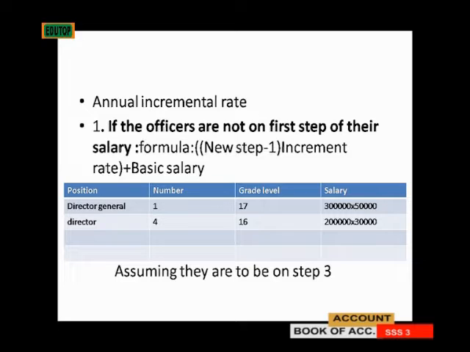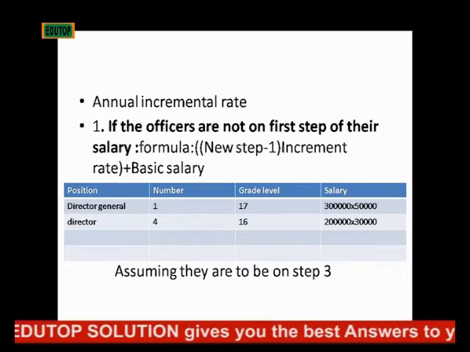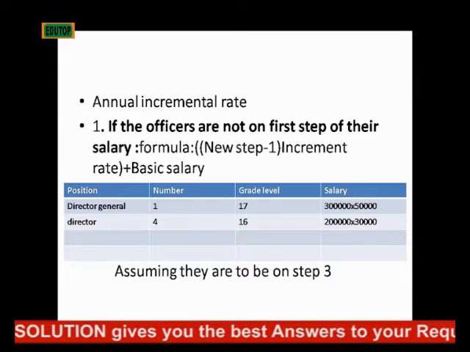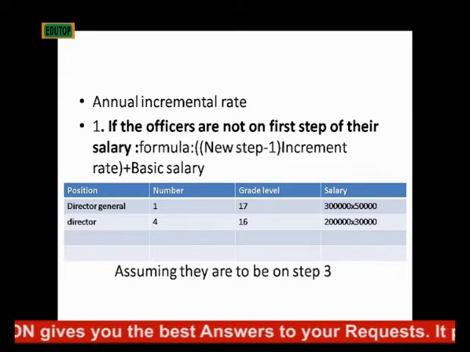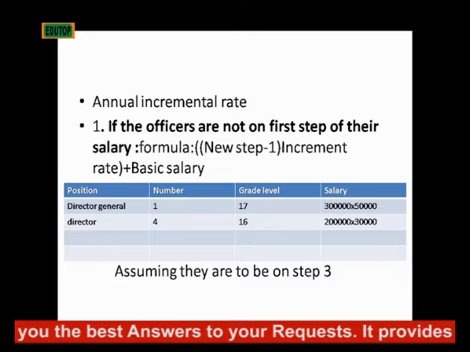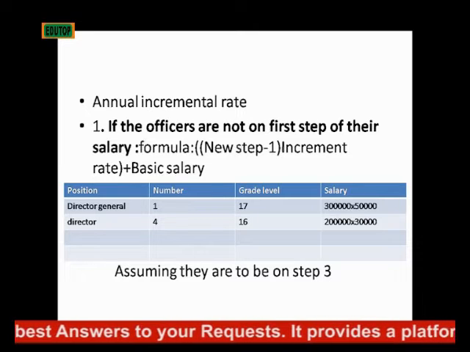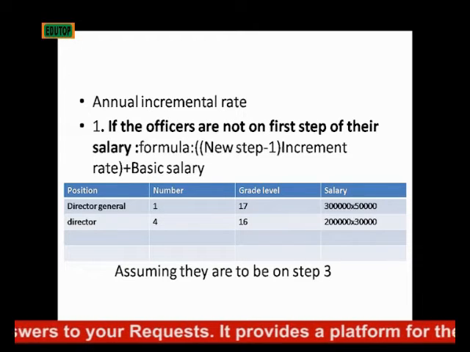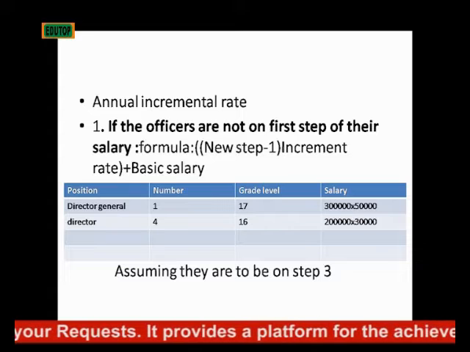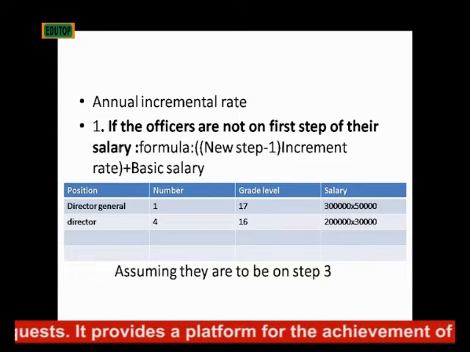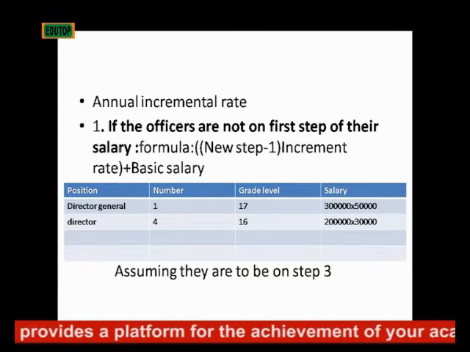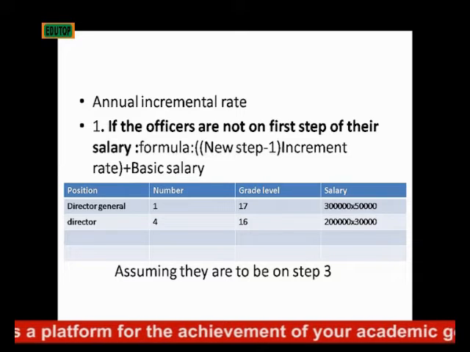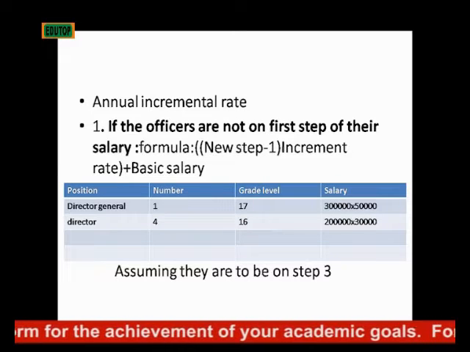Then looking at the directors, we have 4 directors in that department, in that ministry, and the grade level of the directors is 16. Looking at the base salary, it is 200,000, while the increment starting from the step is 30,000. And you are assuming they are to be on step 3.